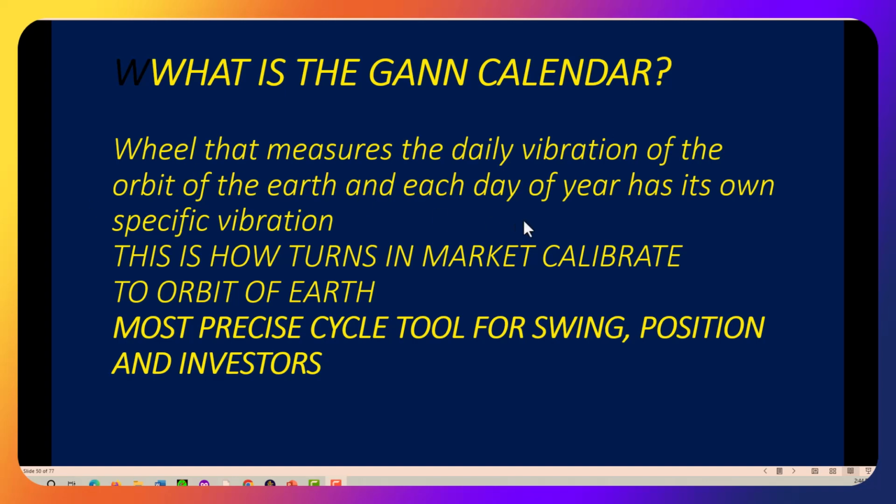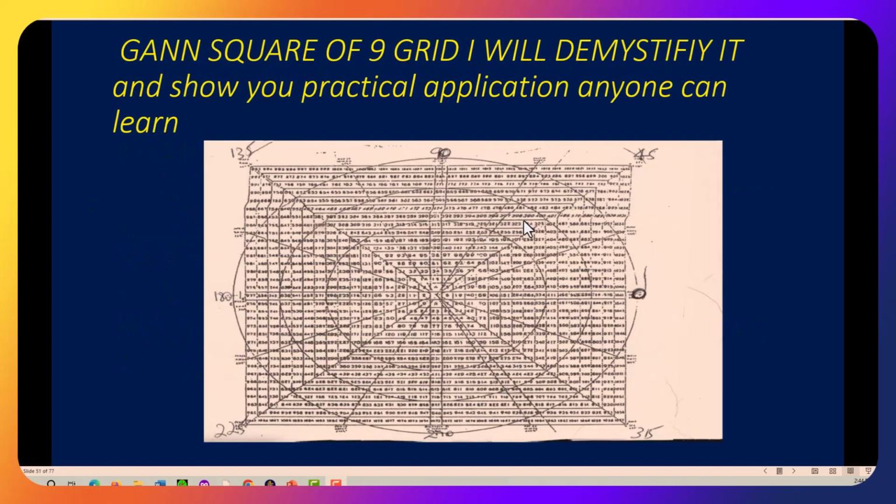And so this is a Square of 9 grid that I'm going to demystify. Basically, we start over here on March 22nd, and it follows a whole 360-degree circle. The Earth has an elliptical orbit, so I've had to work and massage and make this work, to take a 365-day year into a 360-degree circle.